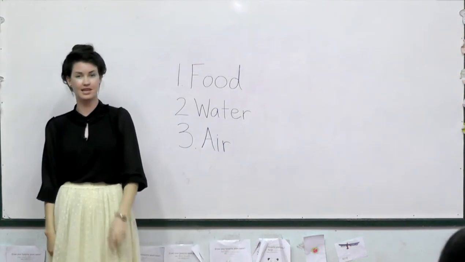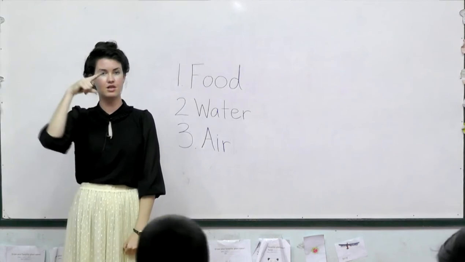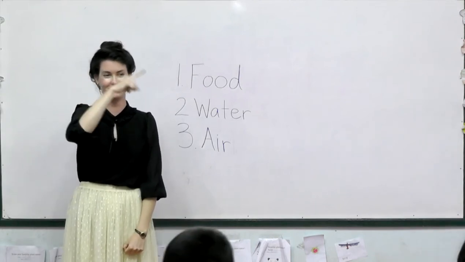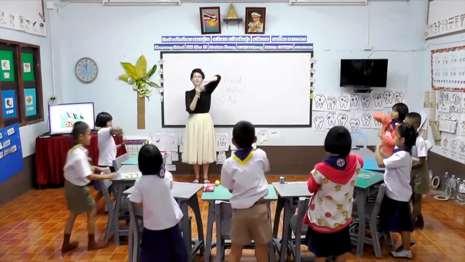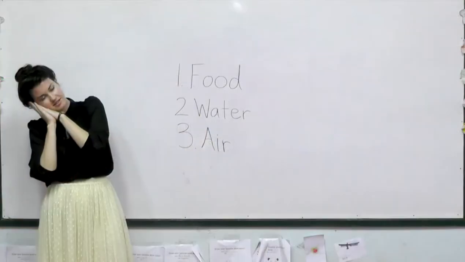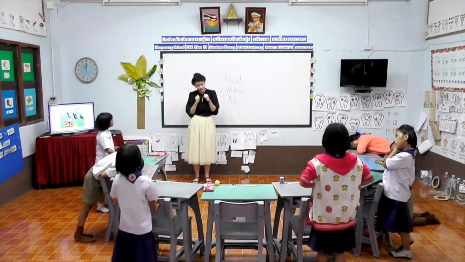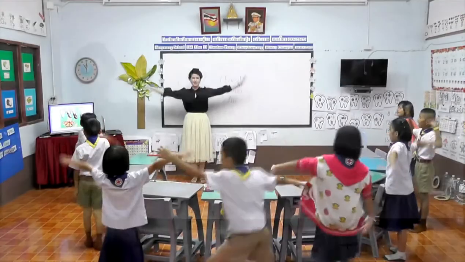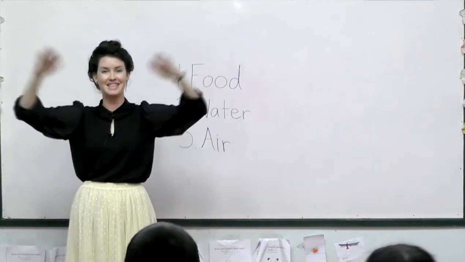Okay, let's do it one more time. Here we go. Pretend you are a worm with your finger. Okay, now build a cocoon. Build a house so that you can go to sleep in that house. Okay, you're gonna get ready to hatch. Hatch! What are you now? You're a butterfly. Fly like a butterfly. Very nice. Okay, take a seat.